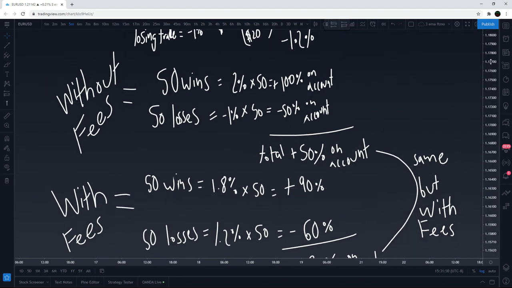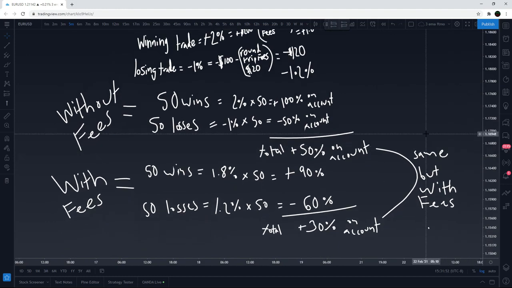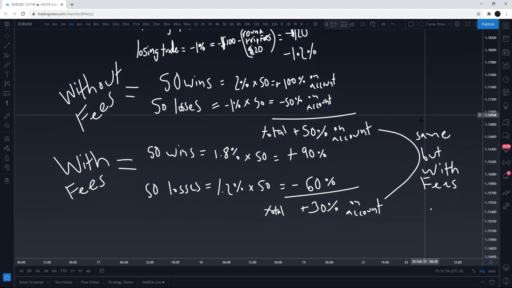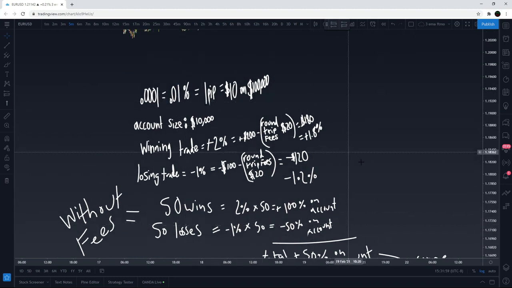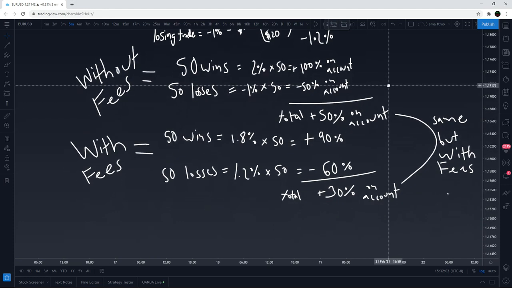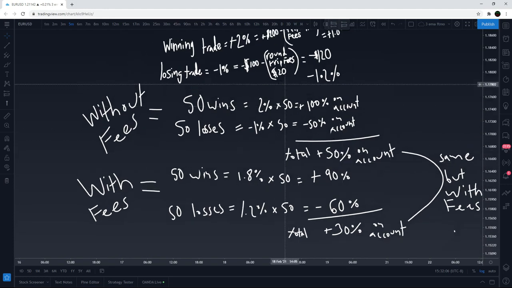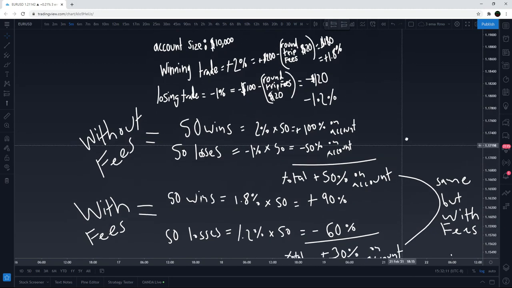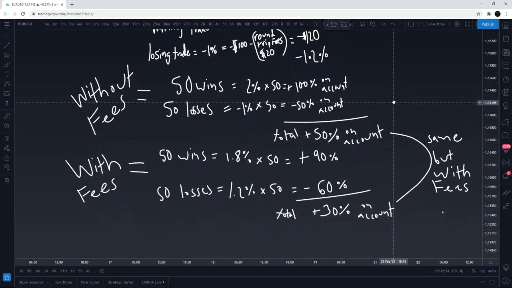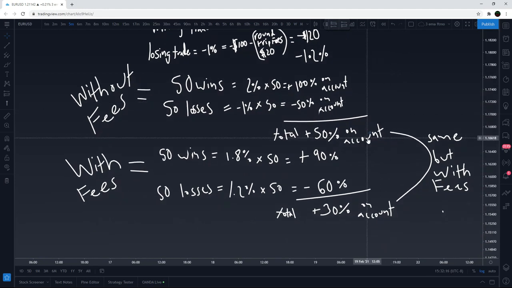Can you see how significant fees are? I don't really think I need to say all that much more, but even with just a 0.02% round trip fee, you're left with a 30% gain on the account instead of a 50% gain on the account, assuming all these other factors like a $10,000 account size and everything else mentioned. But still, you see how significant this can be and why you need to implement this into your backtesting if you want to really know how it's going to perform in real time.